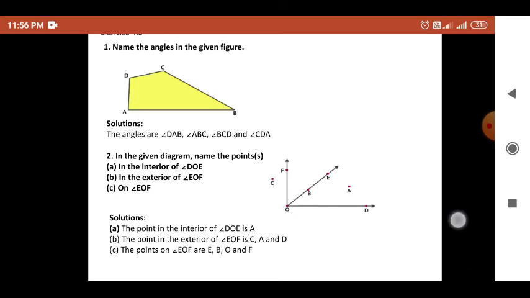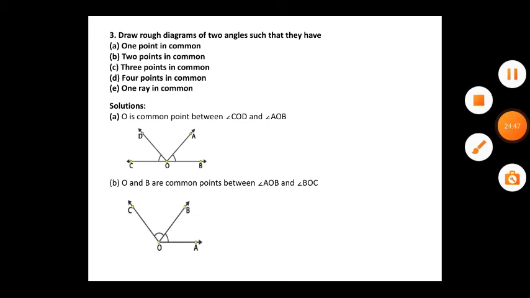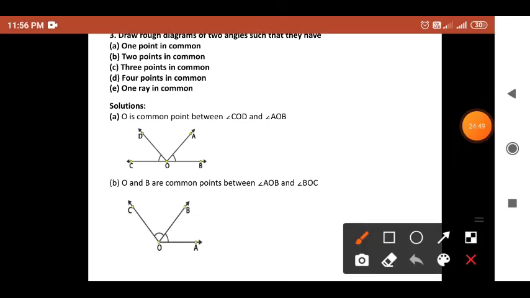Draw two diagrams of two angles such that they have 1 point in common, 2 points in common, 3 points in common, 4 points in common, 1 ray in common. You have to draw a rough figure, two angles, such that one point is common.